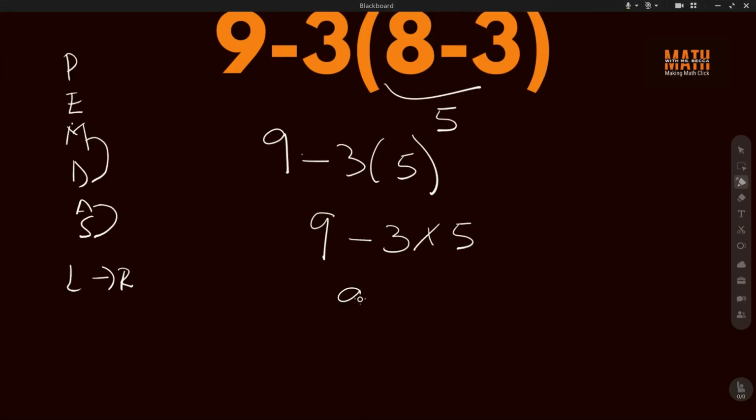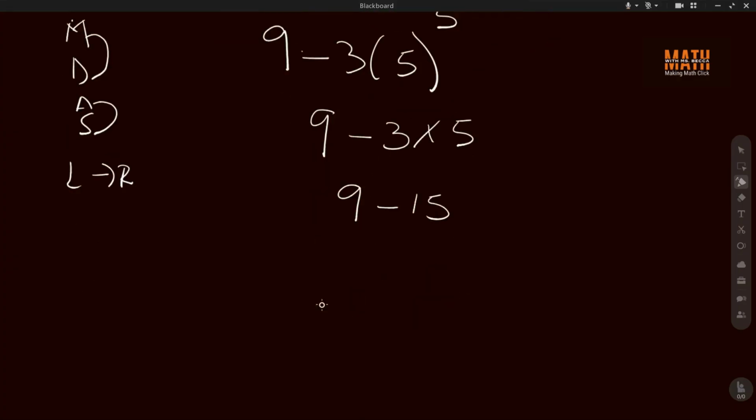So this gives 9 minus 15. And the answer becomes negative 6. So negative 6 is the correct answer.